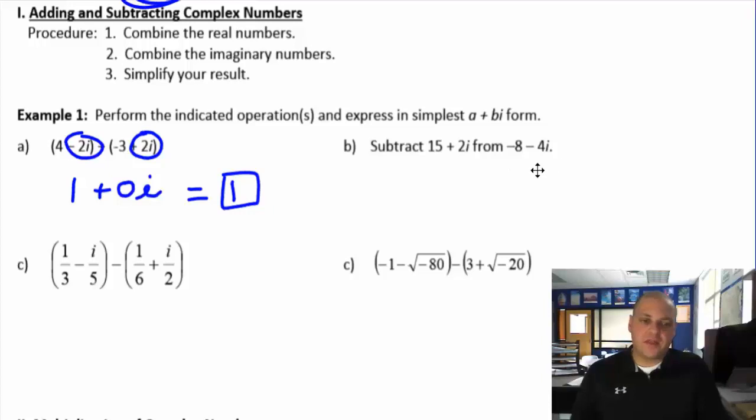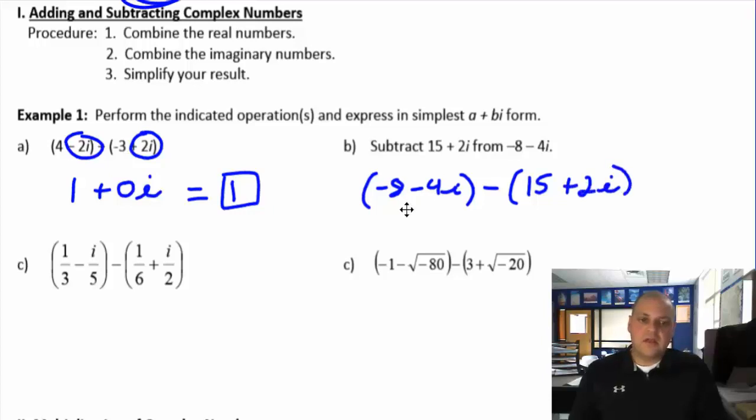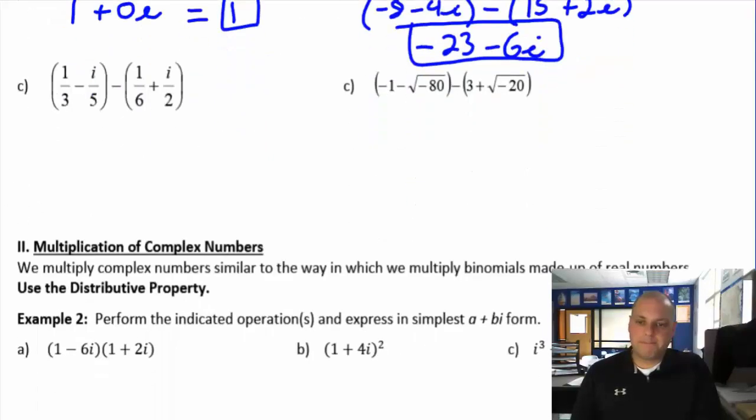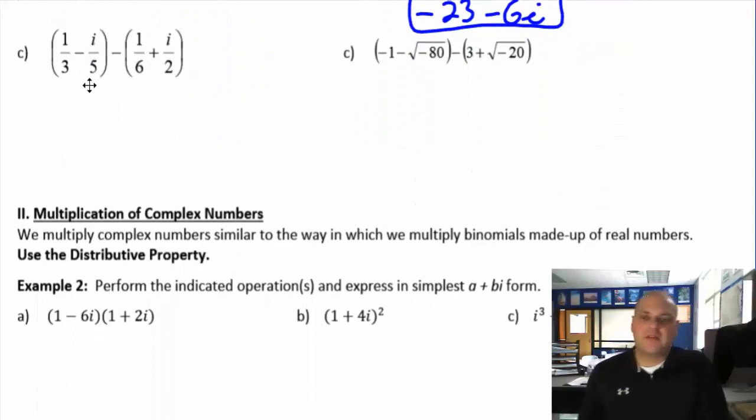Subtract this from this. So it's going to be negative 8 minus 4i minus 15 plus 2i. Alright, negative 8 minus 15 is negative 23. Negative 4i minus 2i is negative 6i. Okay? Alright, fractions, no big deal.